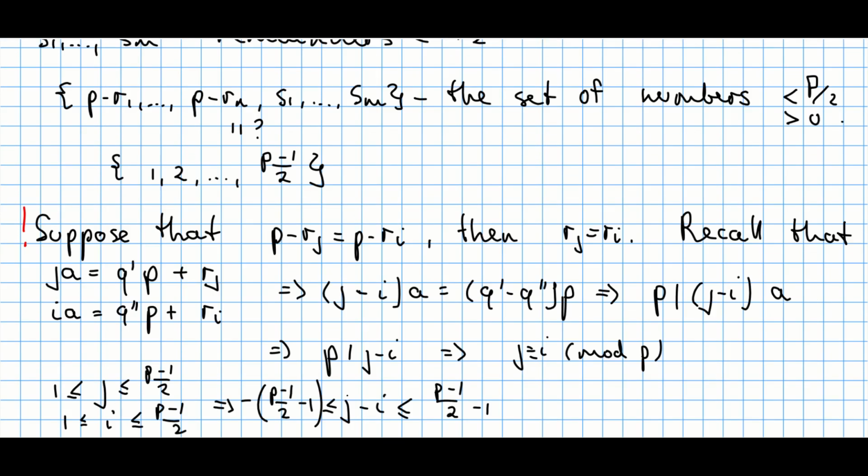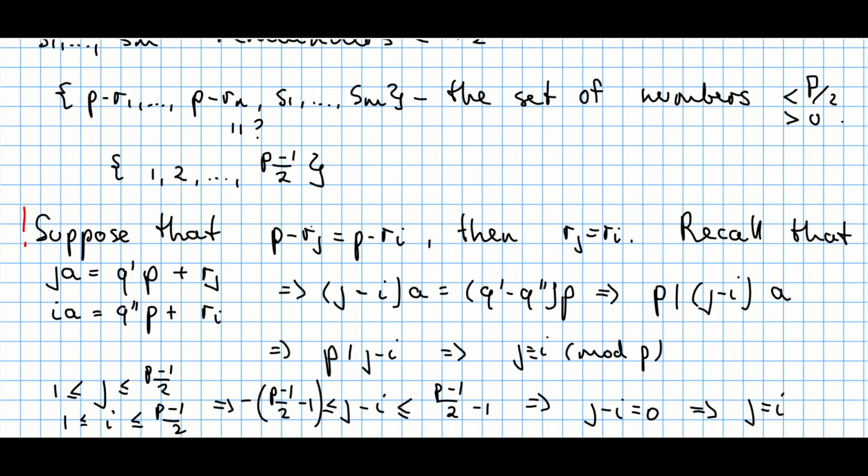But if I subtract them, so I get j minus i, this is going to be between p minus 1 over 2 minus 1 and the same number with a negative sign. And this is divisible by p. So the only possibility here is when j minus i is actually 0. So it means that j equals i.